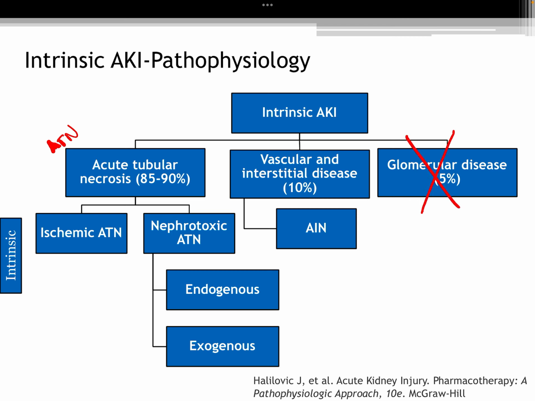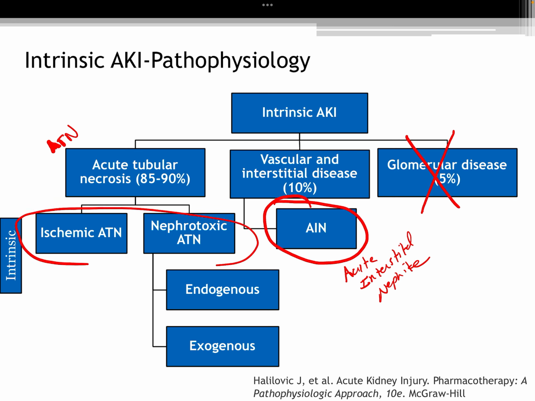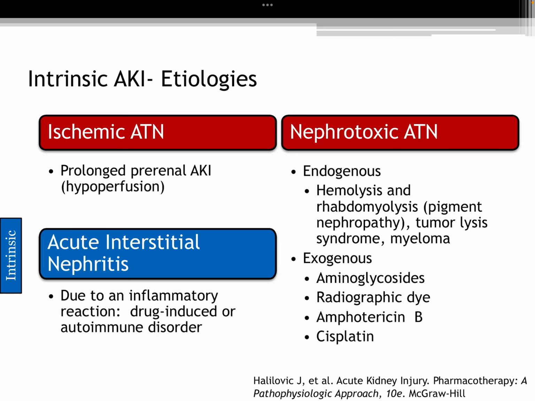Because this is so rare, glomerular disease, I'm going to hold off on teaching you guys about it. If you guys ever go into residency, if you ever have a renal rotation, you can learn more about it. But let's just focus on acute tubular necrosis and vascular and interstitial disease. Specifically for vascular and interstitial disease, we'll talk about acute interstitial nephritis. And then for acute tubular necrosis, we're going to talk about two different types of acute tubular necrosis, ischemic ATN and nephrotoxic ATNs, with our nephrotoxic being either endogenous or exogenous.